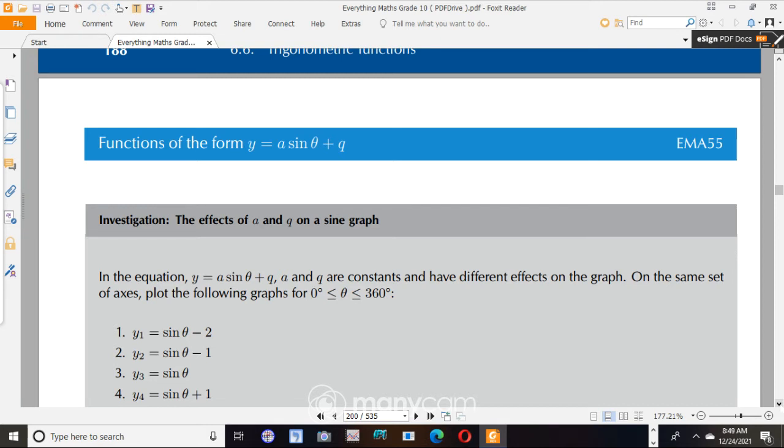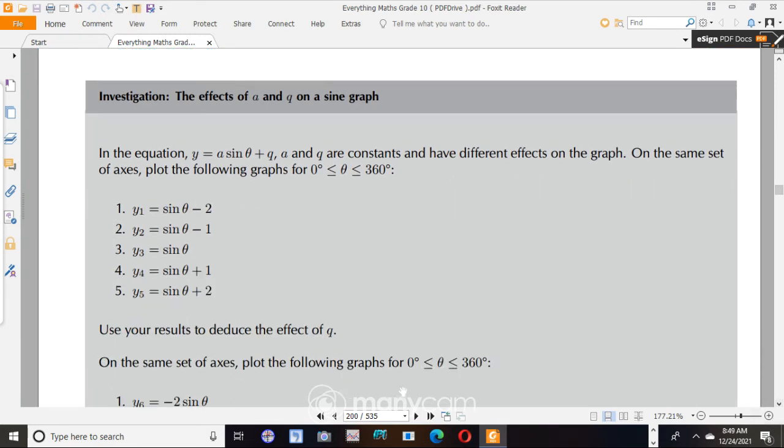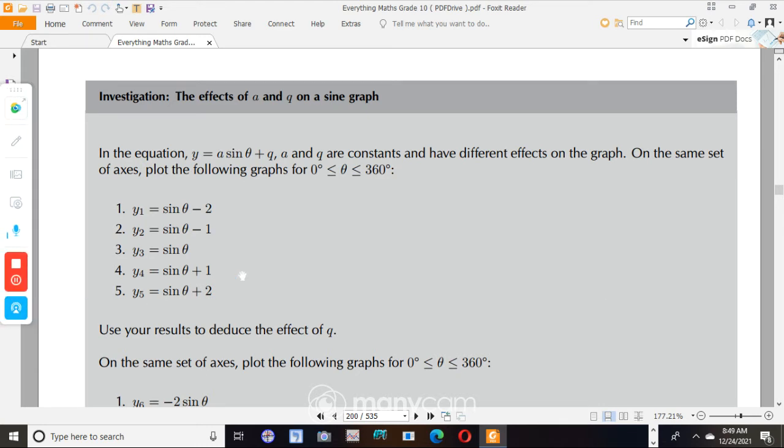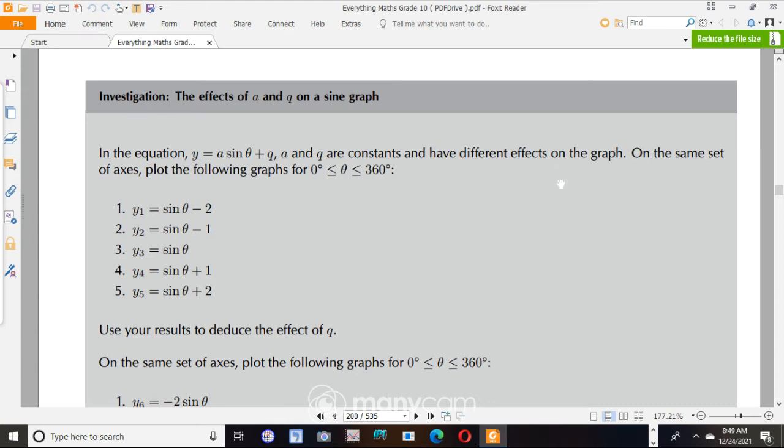Investigate the effect of a and q on the graph. We have seen that it is a waveform like this one. What is the effect of a and q? What happens when a is larger or smaller? In the equation y is equal to a sin theta plus q, a and q are constants and have different effects on the graph. On the same set of axes, plot the following graphs for 0 is less than or equal to theta, theta is less than or equal to 360 degrees. This is to simplify matters, but we can increase the degree actually.